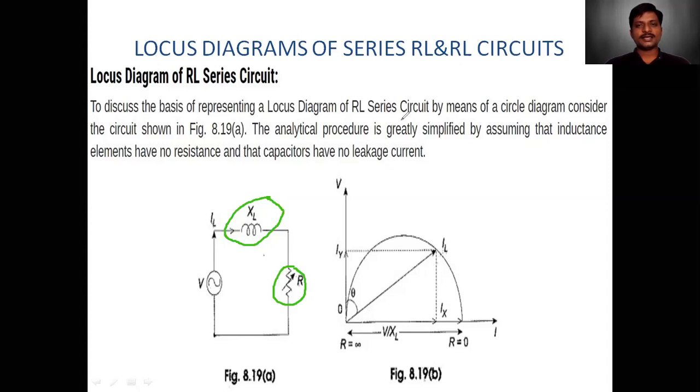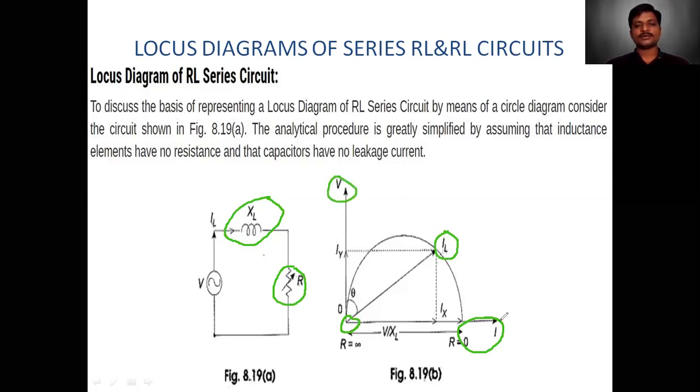Now if you take a circuit diagram like this, here the resistance is, let us say, infinity, means open circuit, and here let us say resistance is 0. You are moving from infinity to 0 resistance. Suppose if the resistance is infinity, the load current will be divided into two components. So here it is voltage.